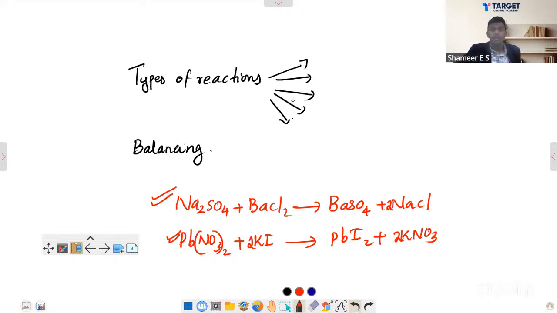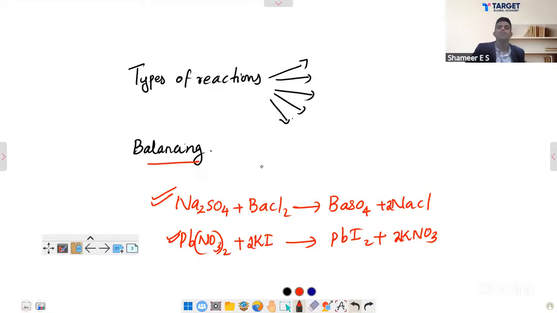And for the displacement reaction, it will happen only when a highly reactive metal displaces a less reactive metal from its salt solution. That one is also important in types of reaction. And in oxidation and reduction, addition of oxygen is oxidation, and addition of hydrogen is reduction, that type. We will do the questions at that time, and we will get more idea.